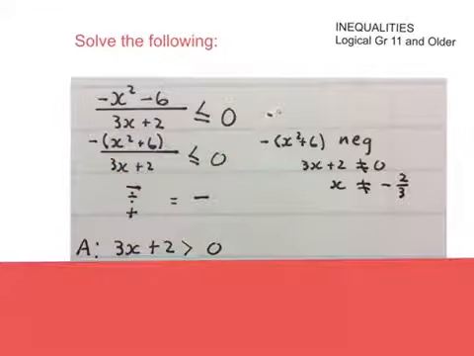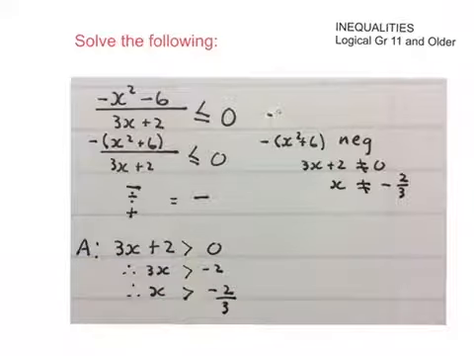So we only write down the bottom part and we say the bottom should be bigger than 0. The equal falls away because of this restriction. And we just work out this piece of the sum. Take the 2 to the other side, divide by 3. So x is bigger than or equal to minus 2 over 3 is my final answer.